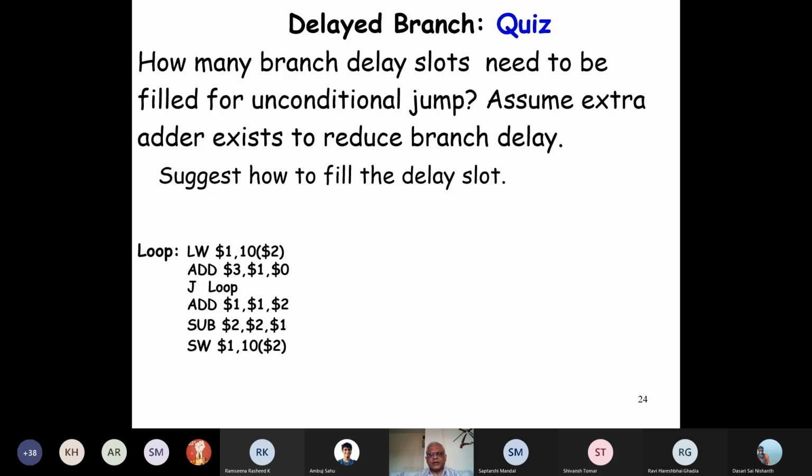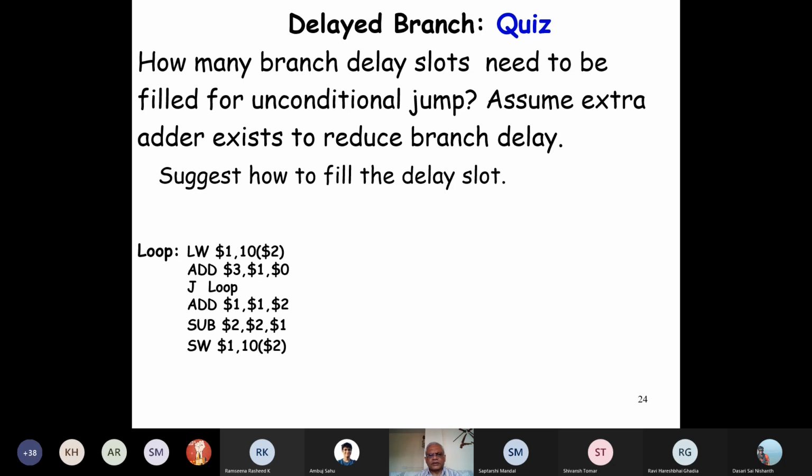Now let's do a simple problem here. Now this is the code for a 5-stage MIPS pipeline. Not the simple 5-stage MIPS pipeline. Here we have an extra adder to reduce the branch delay in the 5-stage pipeline, so that the number of delay slots required is 1. We had seen that by using the extra adder, we can reduce the delay slot by 1. Now this is the code.